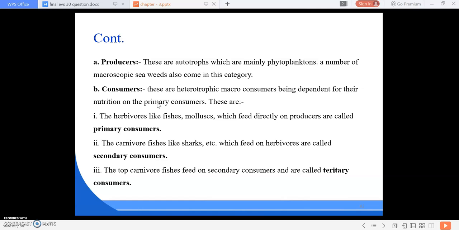Okay, so in the next class we are going to study biodiversity, which is our chapter number 4. So what do you mean by biodiversity? Biodiversity is nothing but the variety of life on earth.